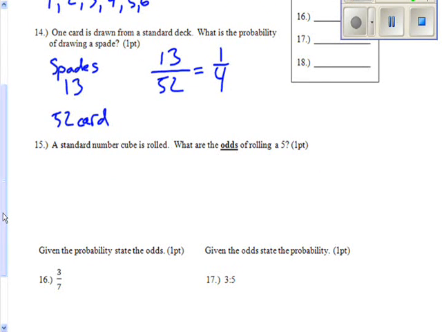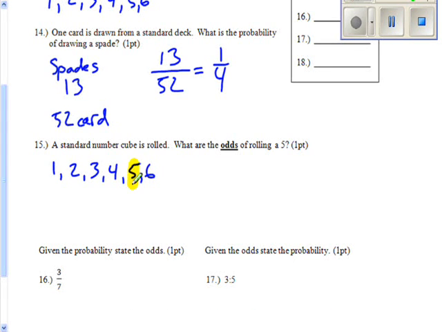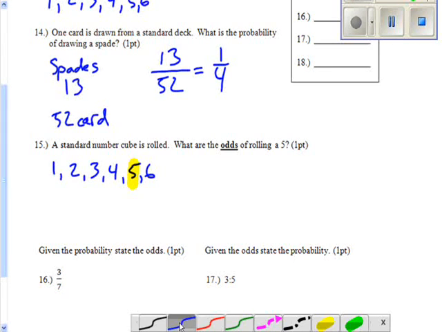Next one, a standard number cube is rolled. What are the odds of rolling a 5? Okay, this time odds. Remember, probability is the favorable versus the total. Odds are favorable versus unfavorable. So if we're talking about a number cube, we've got 1, 2, 3, 4, 5, 6. Those are my options. If I want the odds of rolling a 5, well, there's only one 5 here, so there's only one way that I can get a 5.